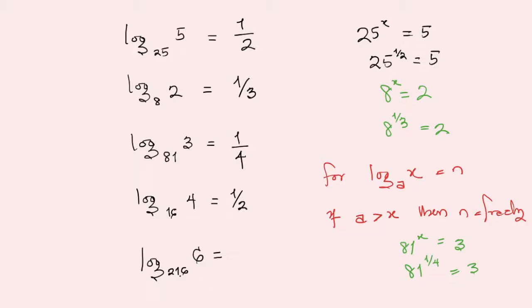Now, log to the base 216 of 6. You have to raise 216 to the power of 1 over 3 to produce 6. And so this is 1 over 3. So don't forget, if you have a logarithm where the base is greater than the number whose logarithm you're looking for, then your answer is likely to be a fraction.